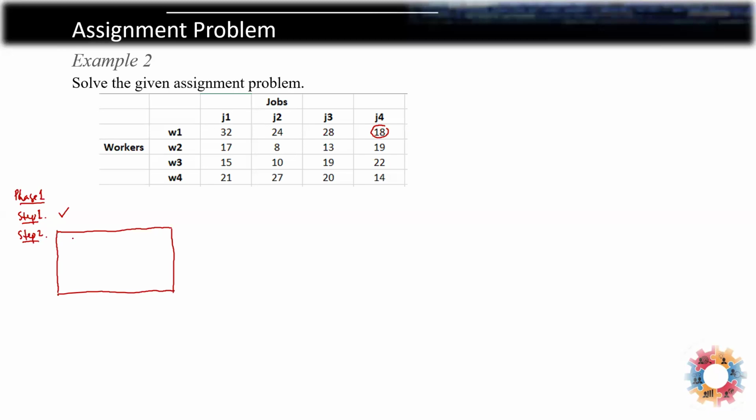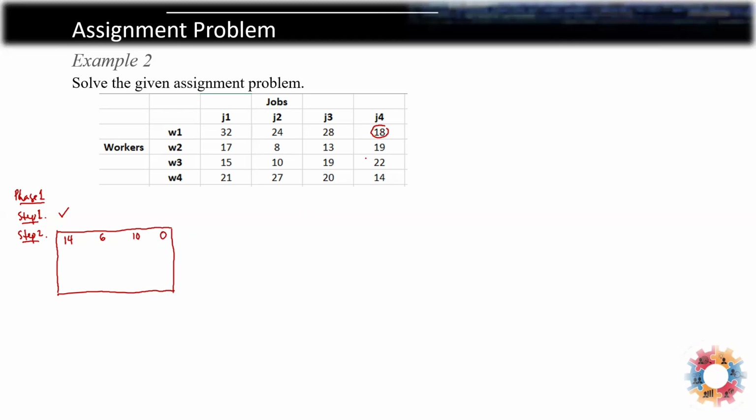by 18. So 32 minus 18 will give you 14, right? 14. 24 minus 18 will give you 6. 28 minus 18 will give you 10. And 18 minus 18 will give you 0.